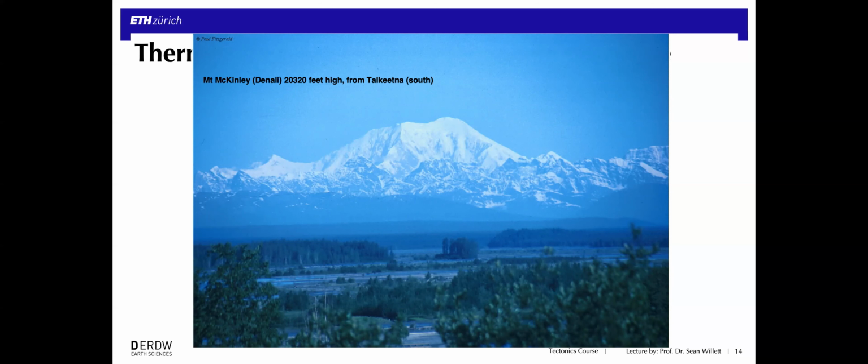This is the Denali Mountain in Alaska. So this is 20,000 feet high, which you have to go look up if you don't know how much a foot is. The valley at the bottom, or this plain at the bottom, is very close to sea level. It's under 1,000 feet of elevation. So this is a huge relief change from here to here.